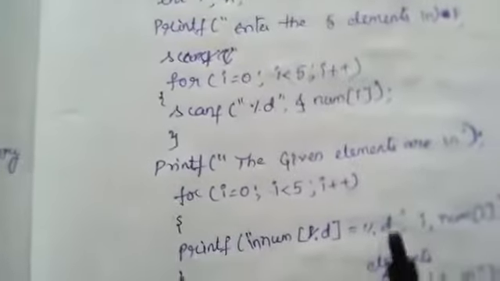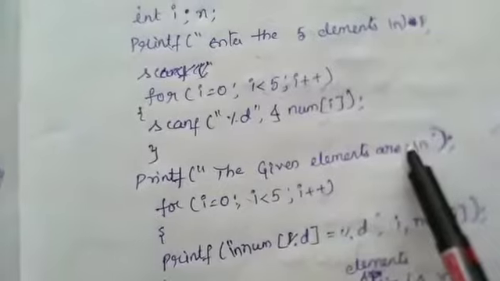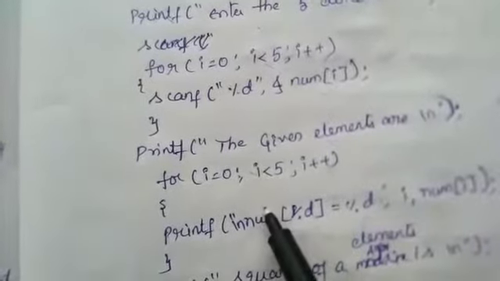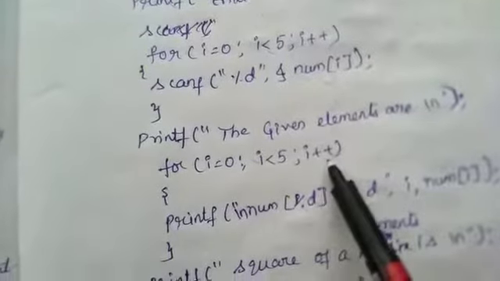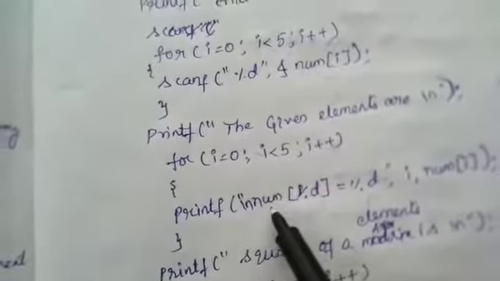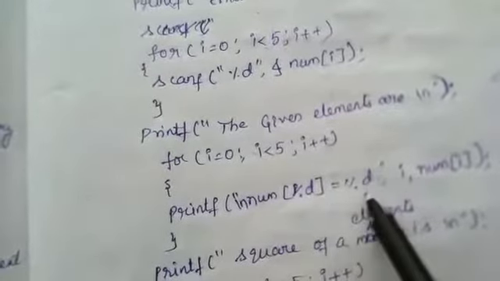First, we have to print the elements you have given. So printf "the given elements are". For that we use another for loop: for i equals 0, i less than 5, i plus plus. Inside it, printf with \n meaning next line, "num[%d] = %d".